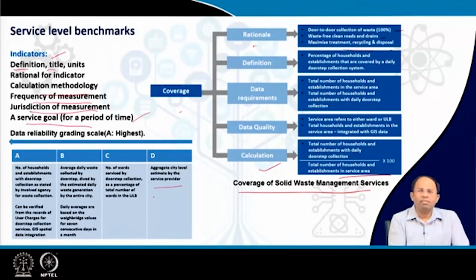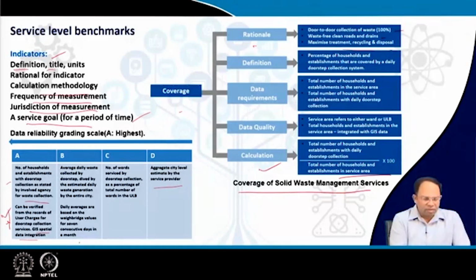So let's go to the A level of service. Here we need to have data on the number of households and establishments with doorstep collection as stated by the involved agency for waste collection. Now this can be verified from the records of usage charges for doorstep collection services, or we can use GIS maps for data integration and so on. So you can see that we have got detailed data on who pays and who doesn't pay, and that gives us an idea about exactly how many people we are providing doorstep collection for. So that means it's very good, reliable data.